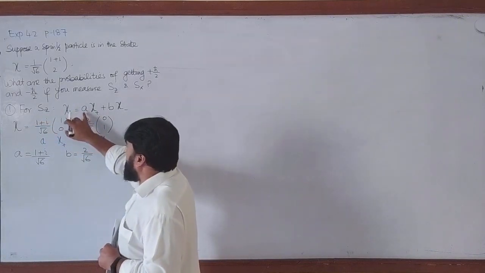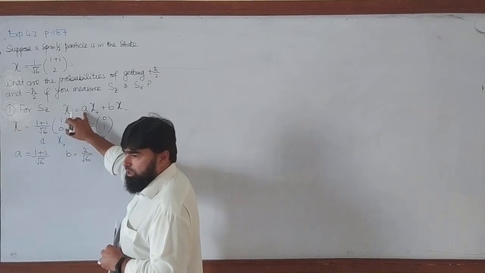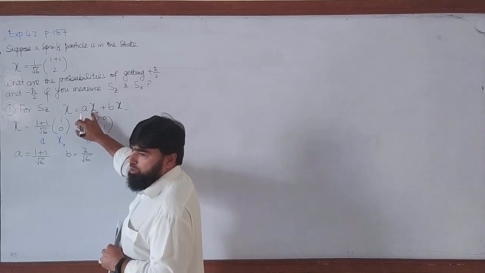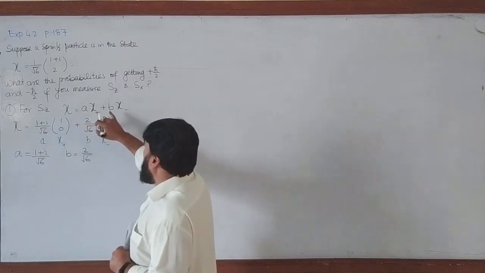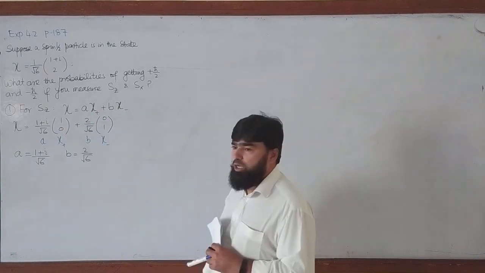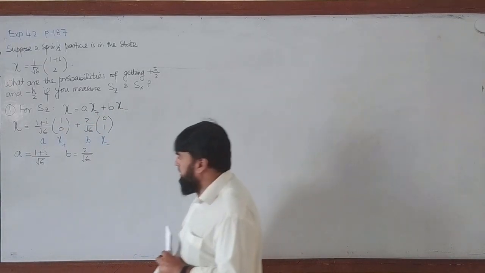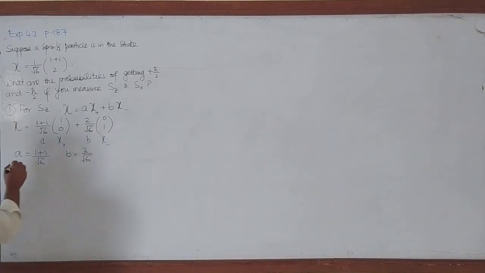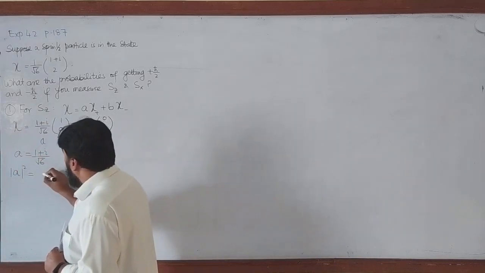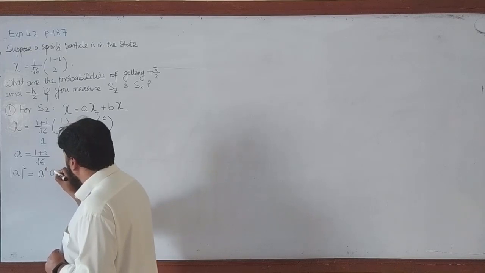While the state for Sz is straightforward. For Sz, A mod square is the probability of the state (1, 0), which is the spin up state, while this is the spin down state. So as you have determined this, now the probabilities are easy to determine. A mod square will give you the probability of getting plus h bar over 2. So A mod square will be what? You will take A conjugate into A.